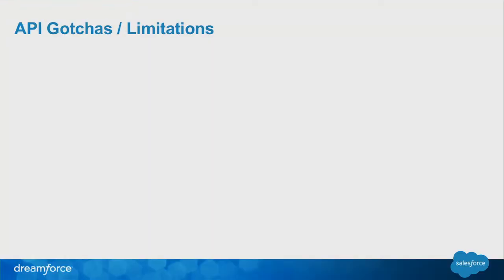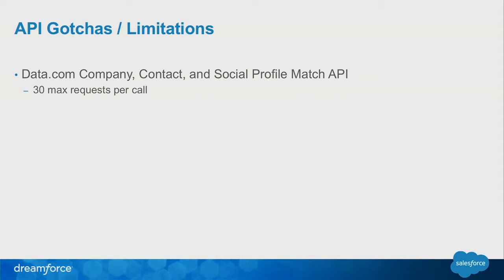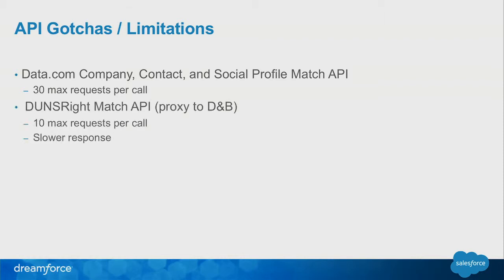Some of the gotchas and limitations when you're using these APIs. Please remember, when you're using Data.com matching, the maximum number of requests you can have in one batch is 30. That includes both company and contact matching. For D&B matching, we only allow 10. This is because of a slower response.